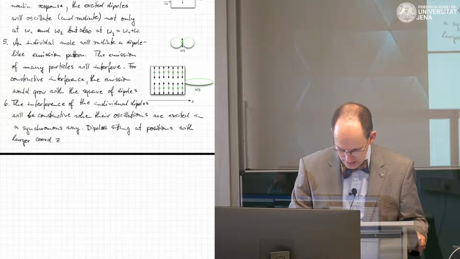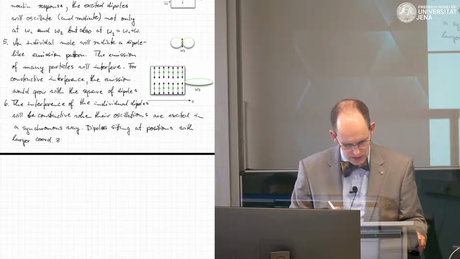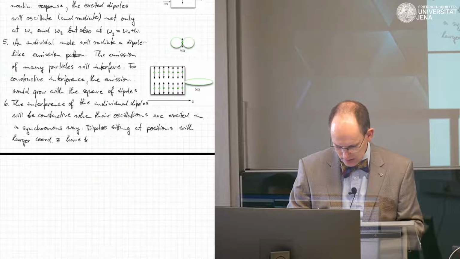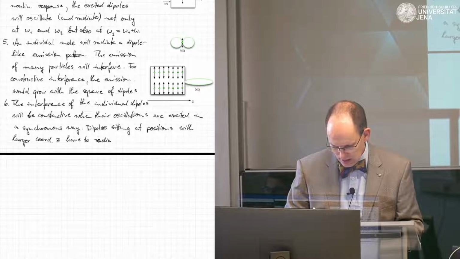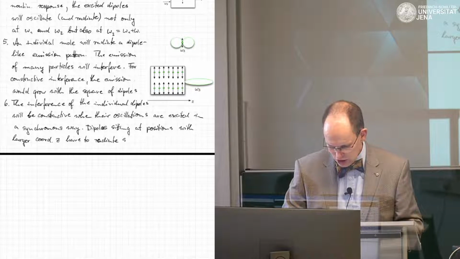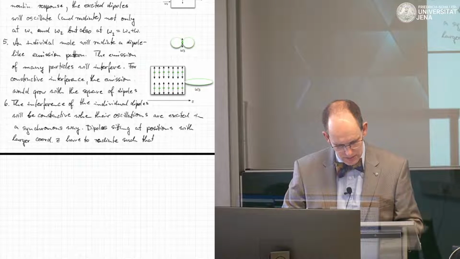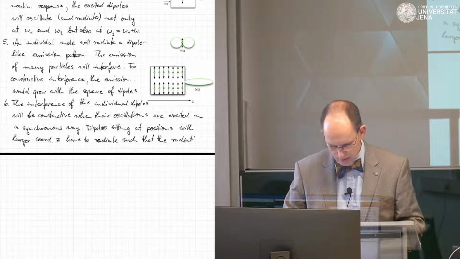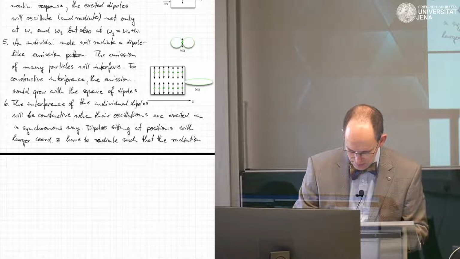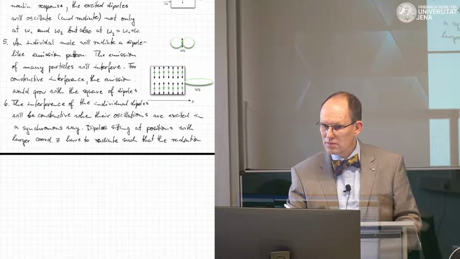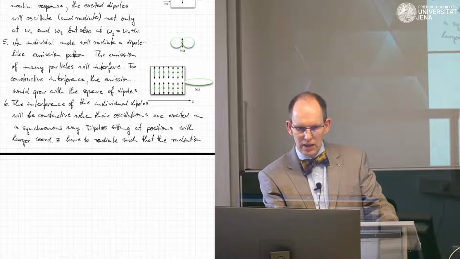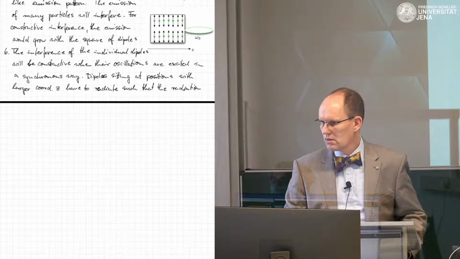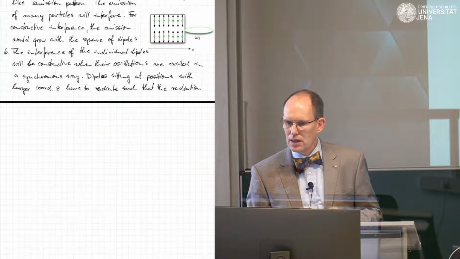Yeah, so dipoles sitting at positions with larger coordinate z have to radiate such that the radiation, we don't see the handwriting. Is this true? It should be there. Are there?